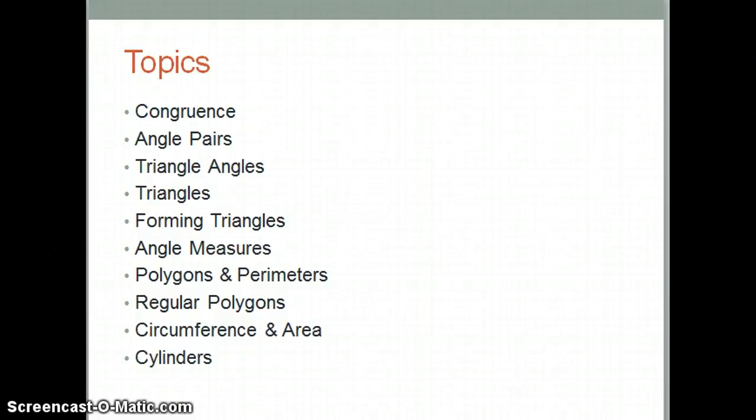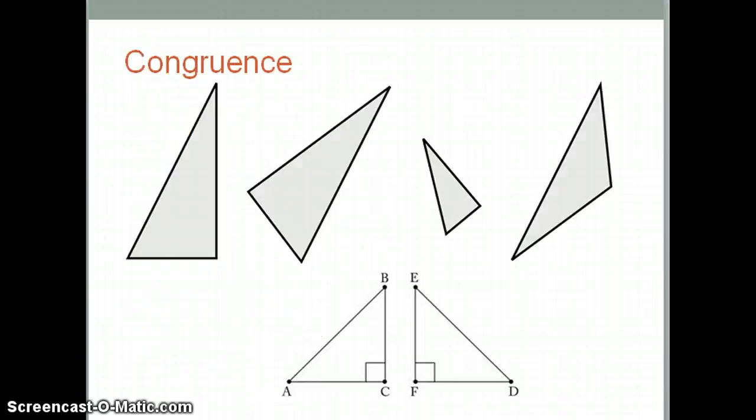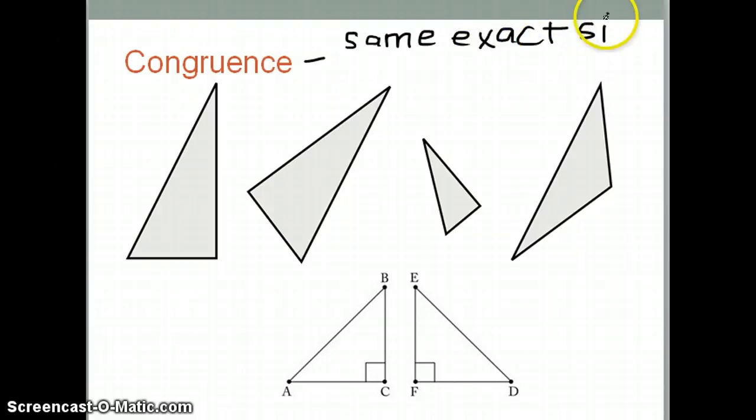These are the things we're going to be looking at today, and then again Monday when we return from spring break. The first thing we're going to be looking at is congruence. All congruence means is that you have the same exact size and shape. So everything has to be the exact same size.